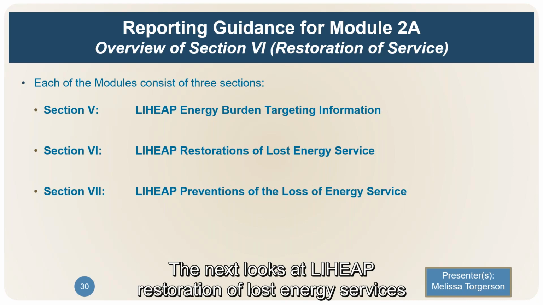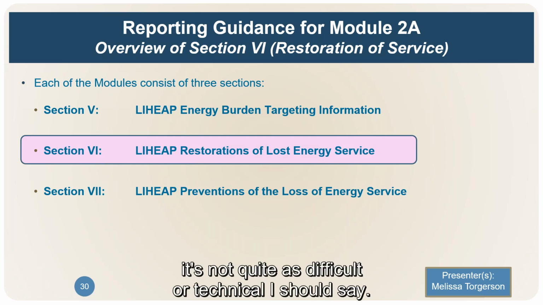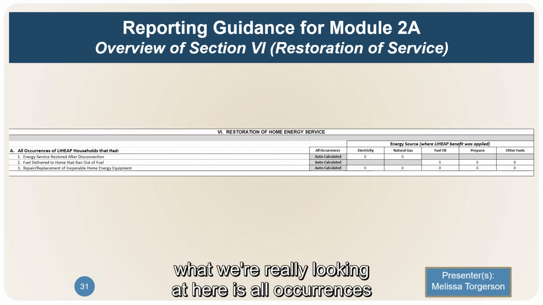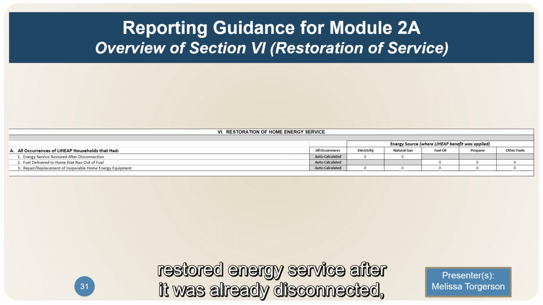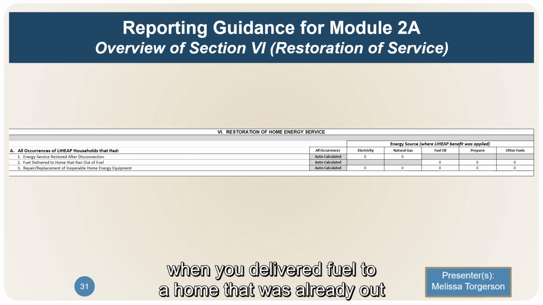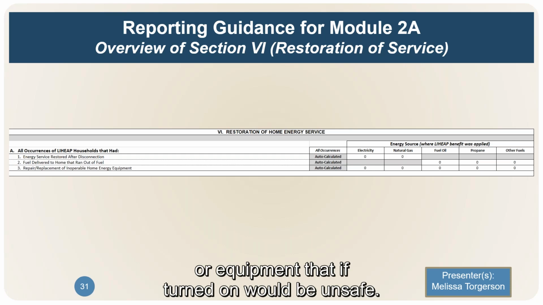The next looks at LIHEAP restoration of lost energy services, which is section 6. And there aren't as many slides on this because it's not quite as difficult or technical, I should say. If you go to the next slide, what we're really looking at here is all occurrences or benefits that you gave out when the benefit restored energy service after it was already disconnected, when you delivered fuel to a home that was already out of fuel, or when you repaired or replaced inoperable energy equipment, which includes red tagged equipment or equipment that if turned on would be unsafe.